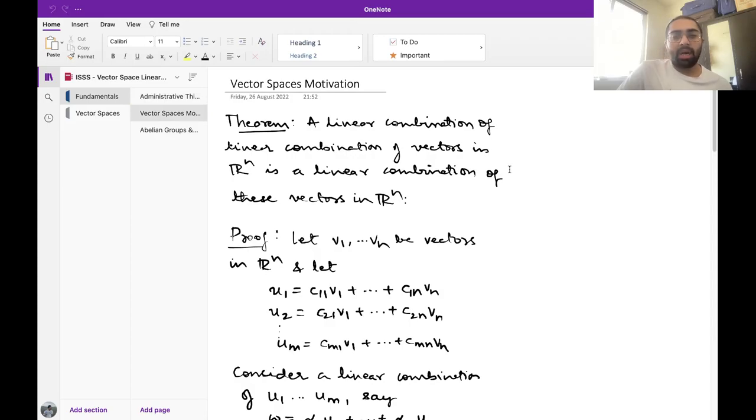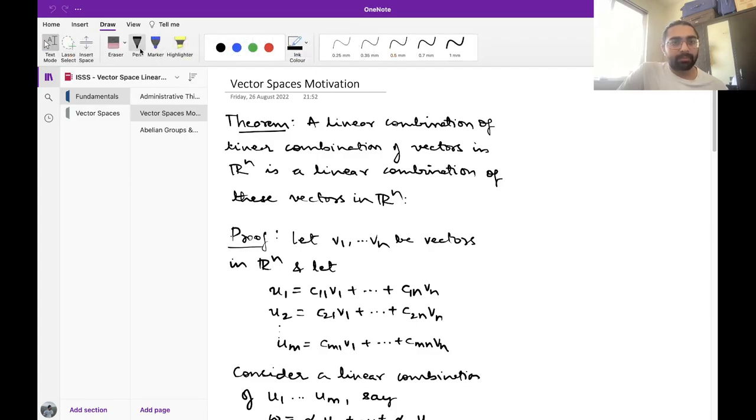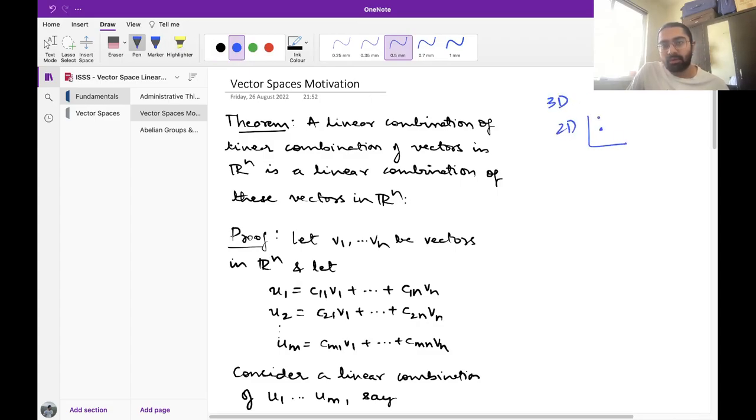First, I wanted to give you a reason why you should study something like vector spaces. I'll do that using two theorems that are simple enough to prove. The first theorem states that a linear combination of a linear combination of vectors in Rn is a linear combination of these vectors in Rn. Rn is basically your n-dimensional space. For example, in three-dimensional space that would be a 3D vector; in two-dimensional space it's just a point, and here it's again a point in some space.